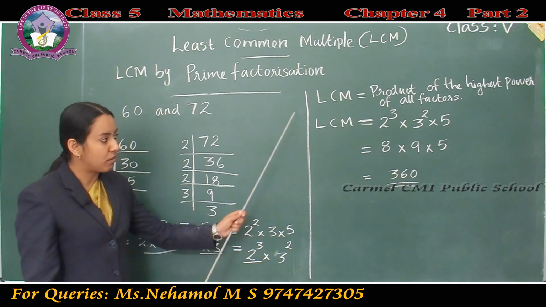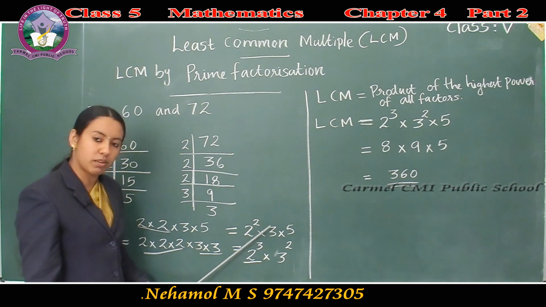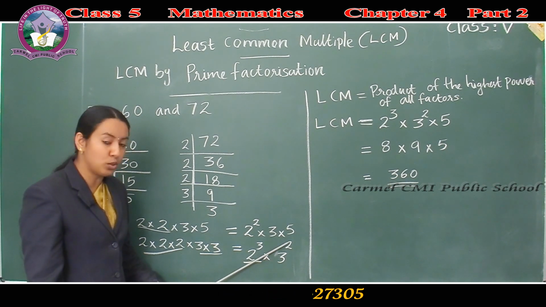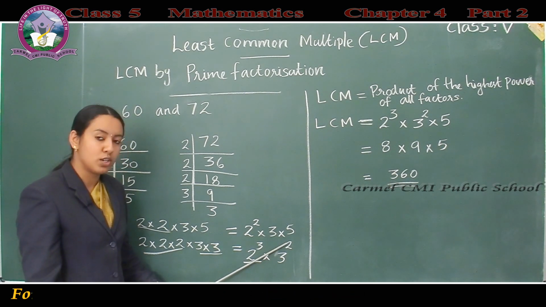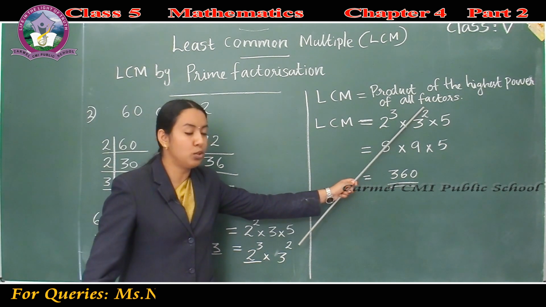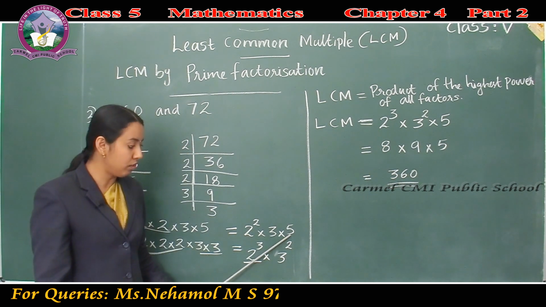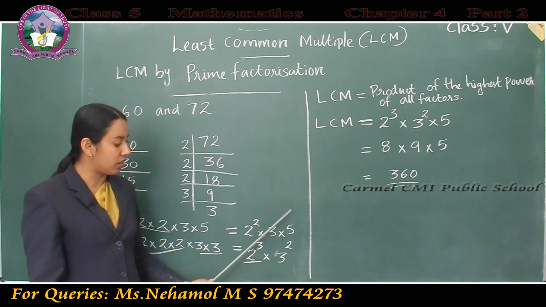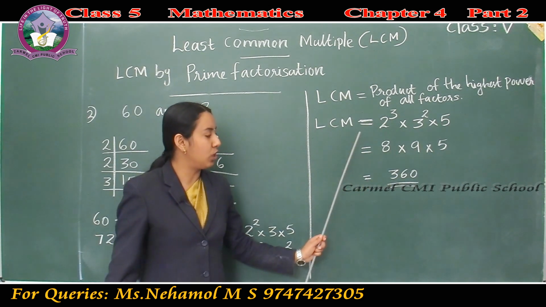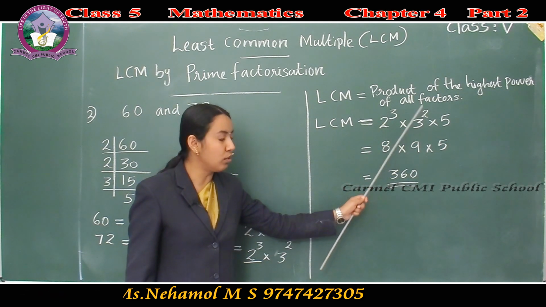Highest power of 3. Here power of 3 is 1. 3 raised to 1 is same as 3. Then what about here? Here 3 raised to 2. Power of 3 is 2. Then this is the highest one. So 3 raised to 2, or 3 square. Then one more number is there, 5. Power of 5 is 1. So 5 itself. So LCM is equal to 2 raised to 3 into 3 square into 5.